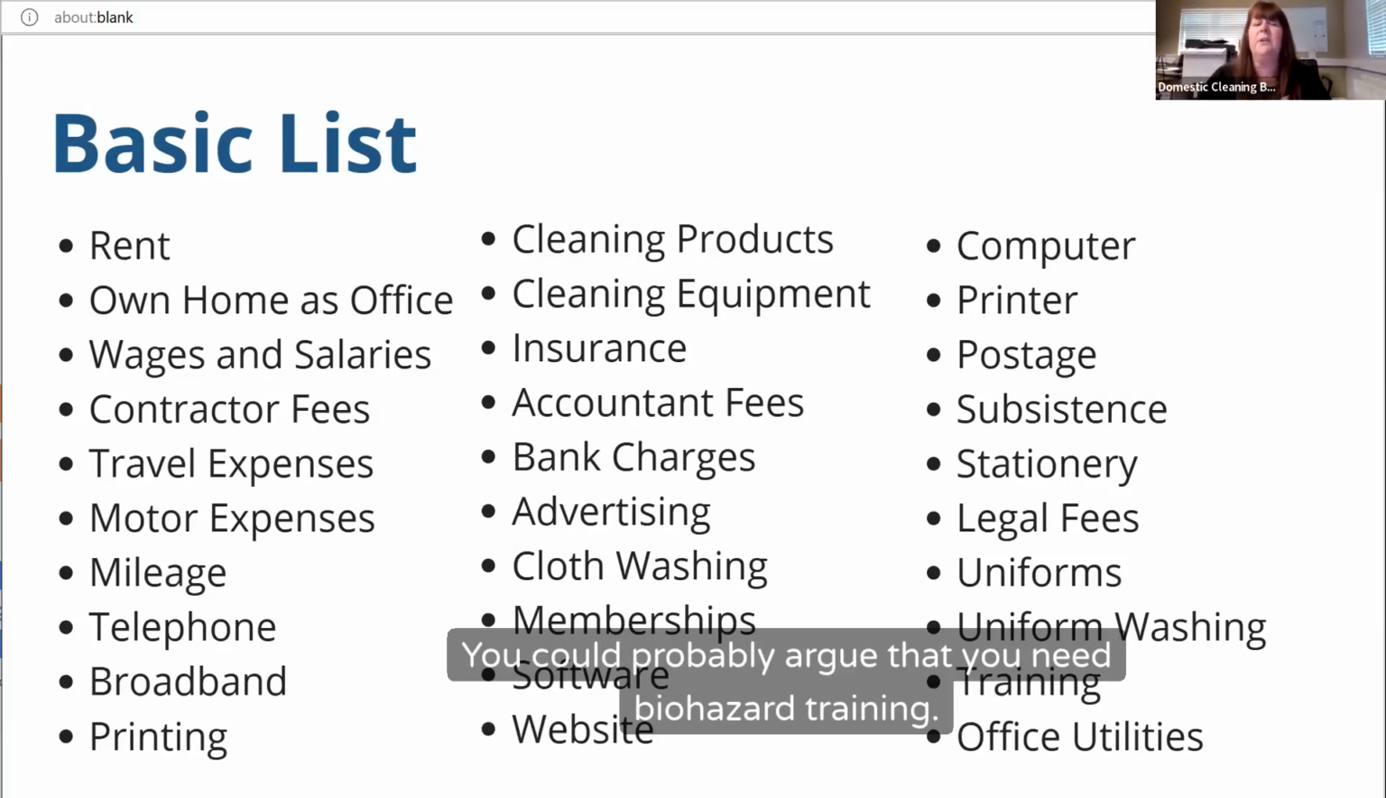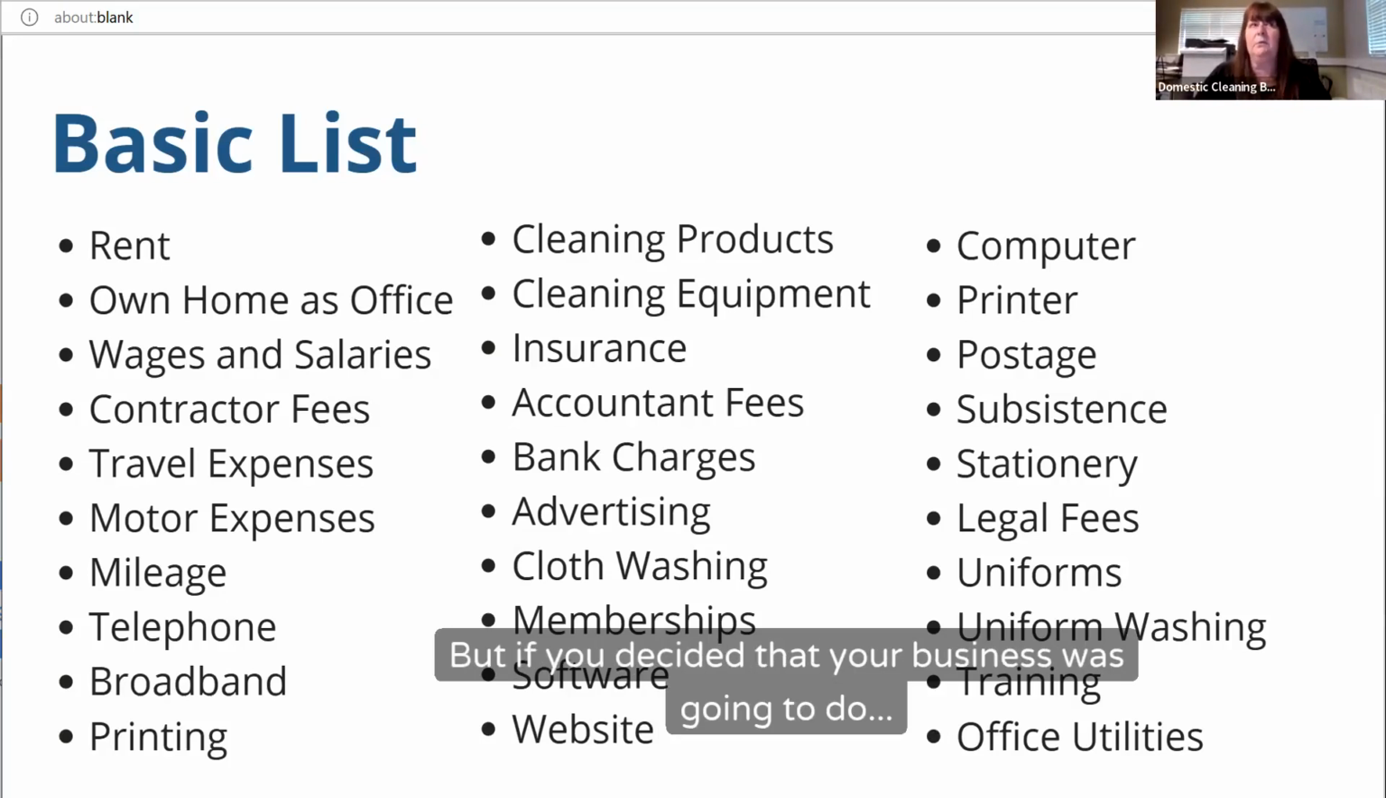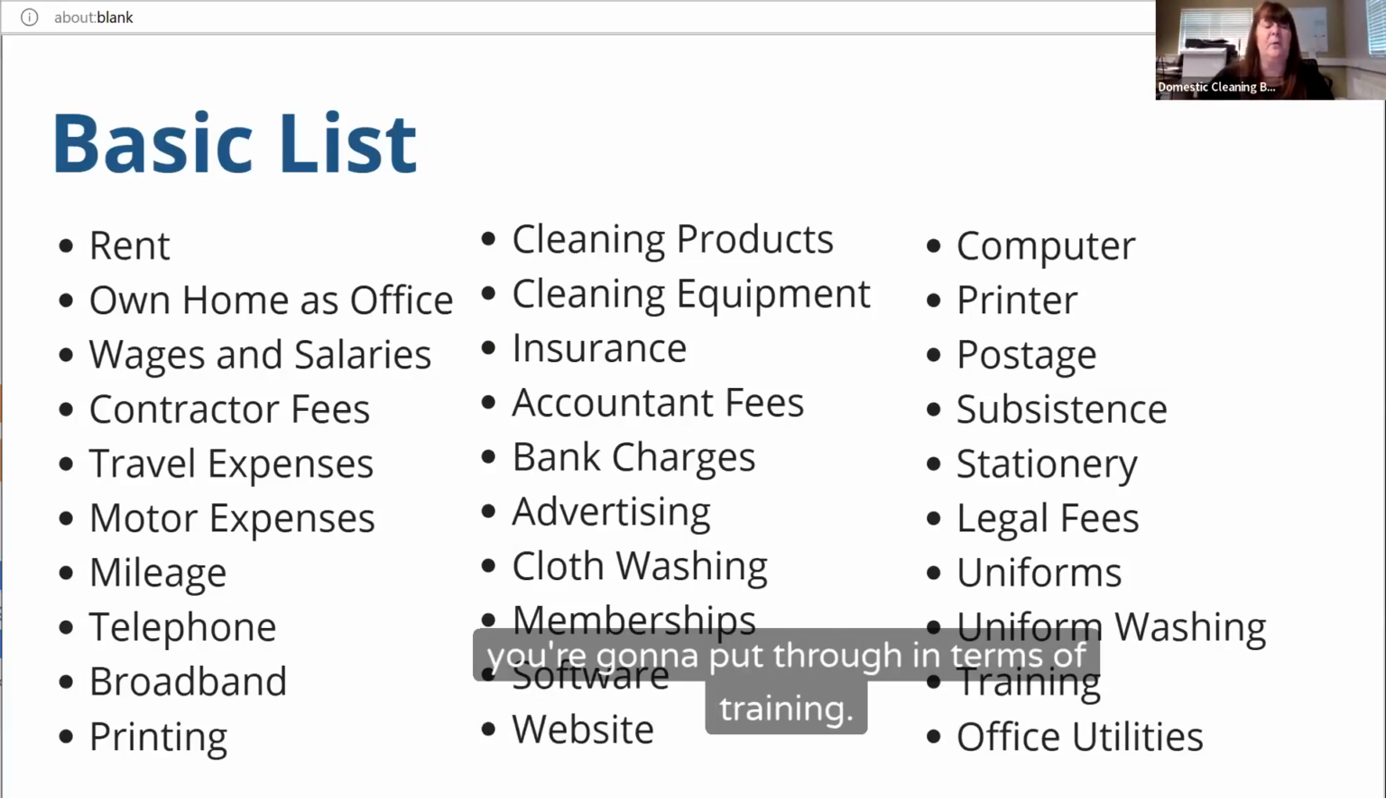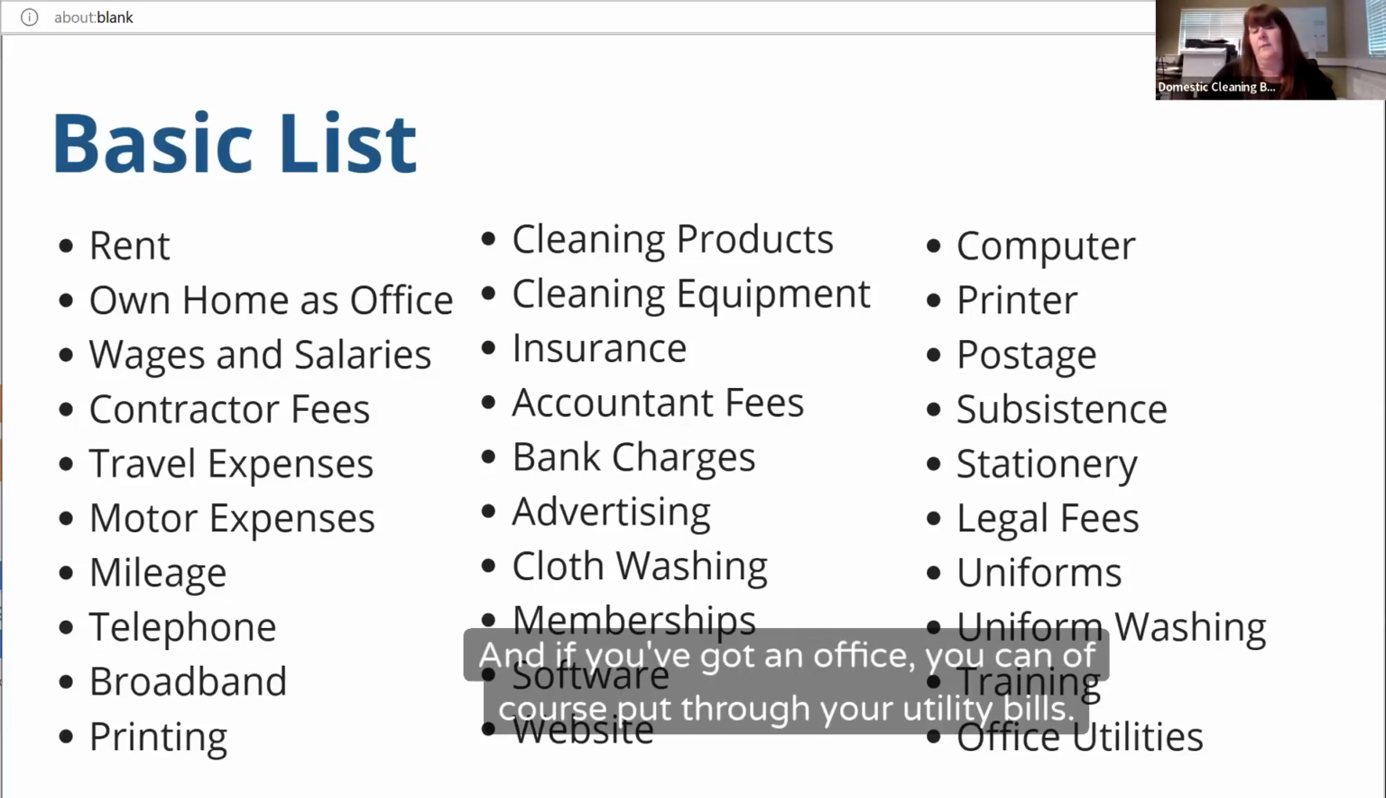You could probably argue that you need biohazard training, so you could probably put that through. But if you decided that your business was going to do something completely different, then you have to be a little bit careful of what you're going to put through in terms of training. And if you've got an office, you can, of course, put through your utility bills.